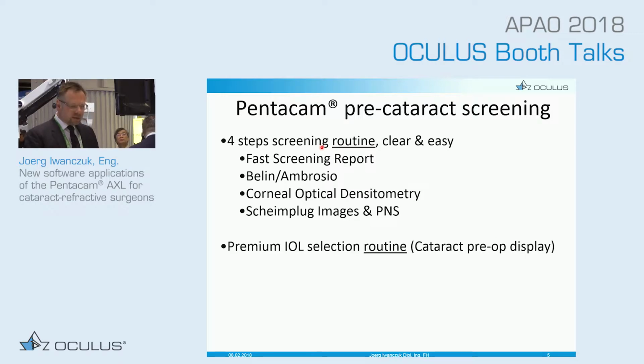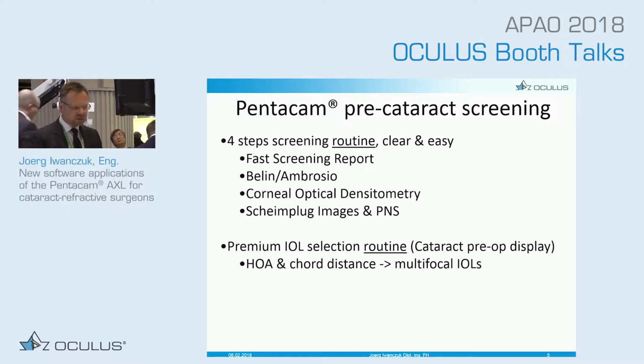The next routine that we are proposing is for IOL selection. Again, 4 steps, and this is shown in the Cataract Pre-Op display over there. At first we look to the high order aberrations and to the chord distance, meaning the chord mu distance between vertex normal and pupil center, to check whether this patient is suitable for a multifocal IOL. So we have cutoff values displayed there. We look to the spherical aberrations, and these are the total spherical aberrations of the whole cornea. It's not only anterior surface derived, it's from the full cornea.